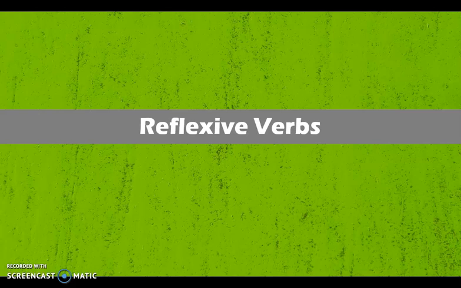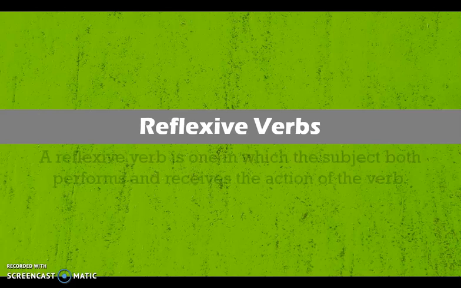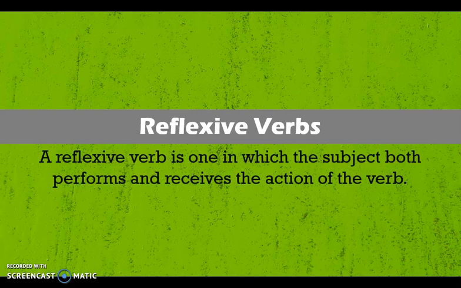Okay, let me give you a definition of a reflexive verb. A reflexive verb is one in which the subject both performs and receives the action of the verb. So in a reflexive verb sentence, the subject of the verb is also the object of the verb. All right, let me give you some examples of reflexive verbs in English.